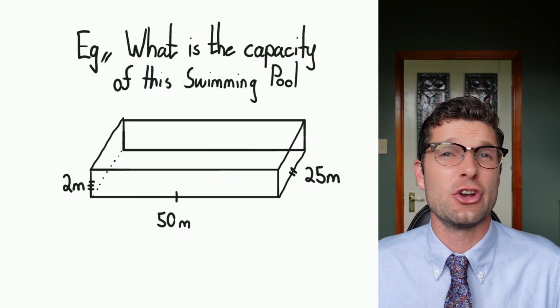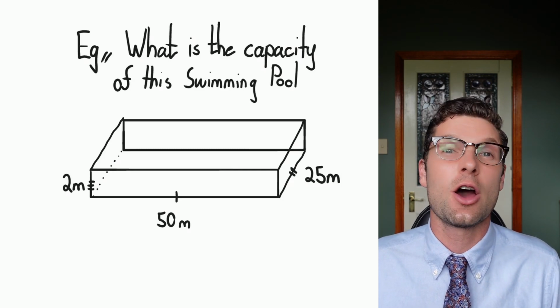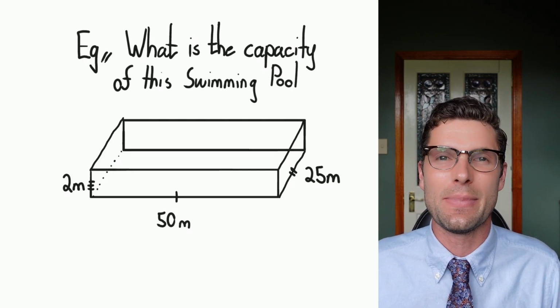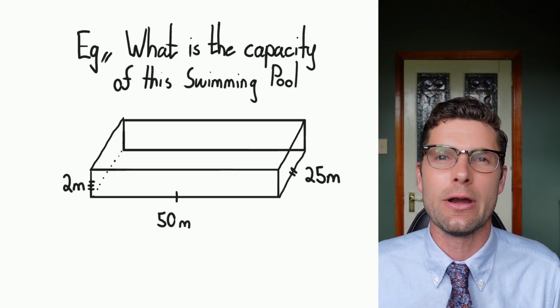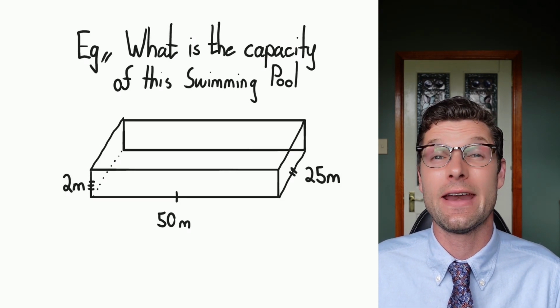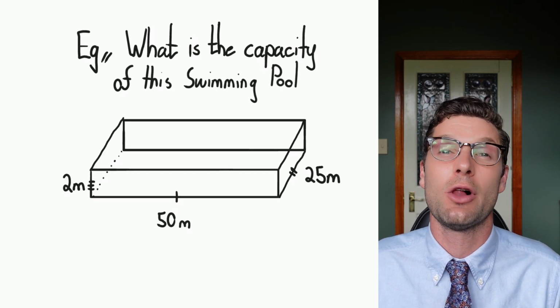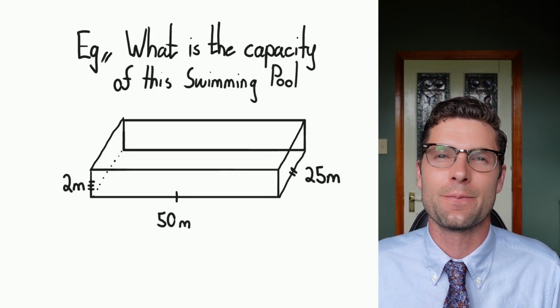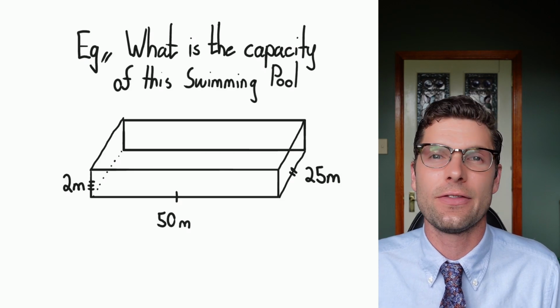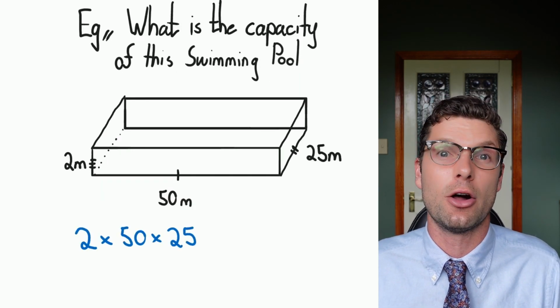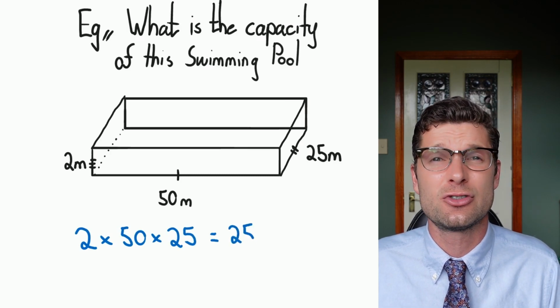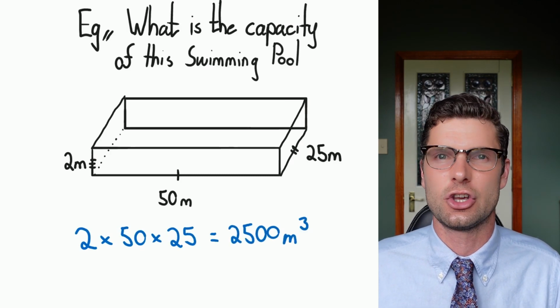So the types of questions you're going to get are going to look something like this. What is the capacity of this Olympic swimming pool? Or really, how much water would it take to fill it up to the brim? In order to do that, we've got to find out the volume first and then multiply by the correct conversion. So all we have to do to find out the volume of this pool is do 2 multiplied by 50 multiplied by 25, which is equal to 2,500 meters cubed.